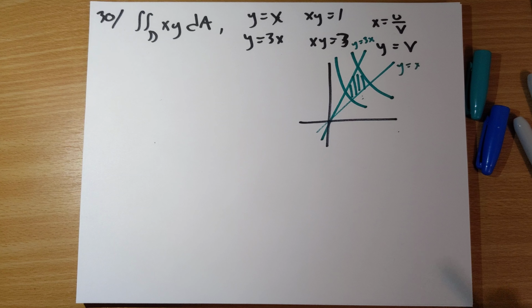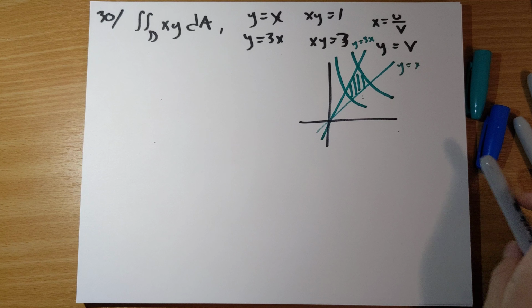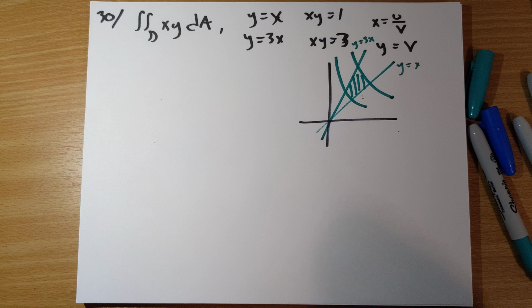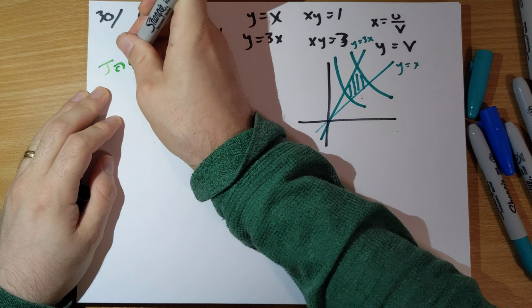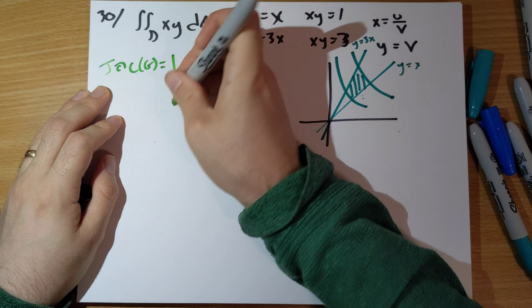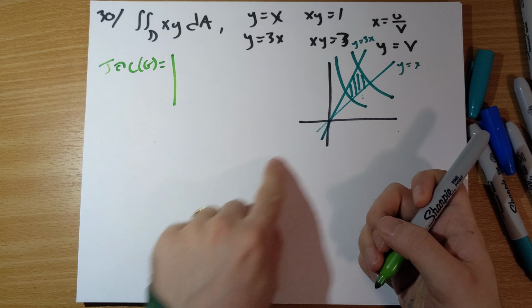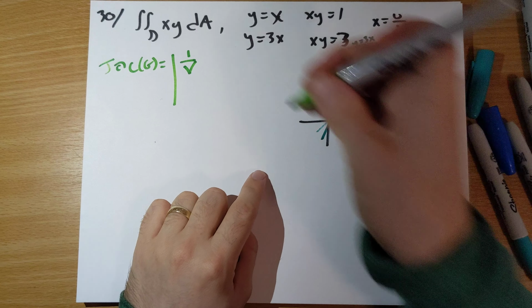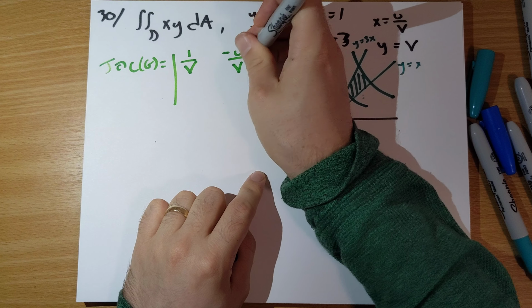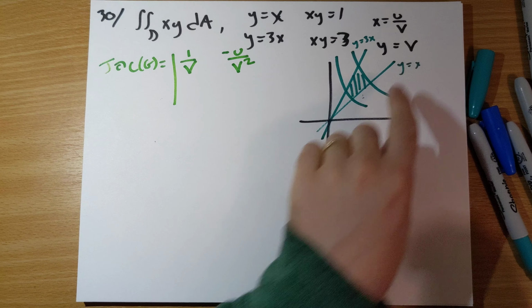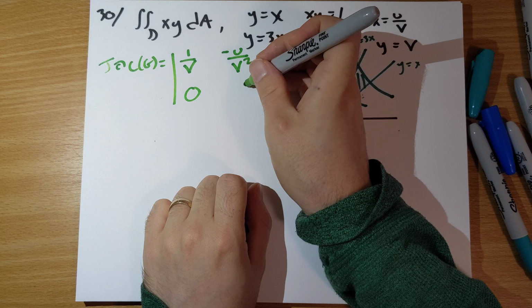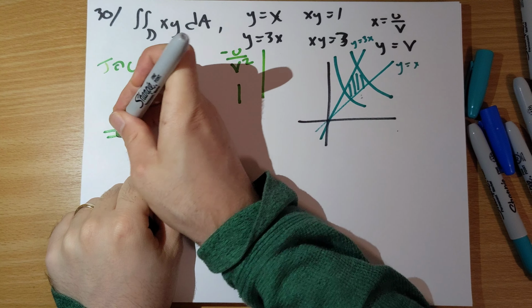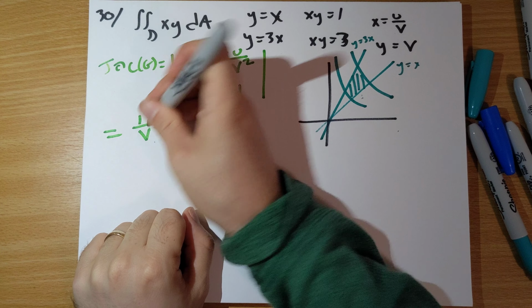Okay, we are already told what transformation to use here. We're told to use x equal to u over v, y is equal to v. What are the things we need to do? We need to find the Jacobian here. So the Jacobian of the transformation is going to be the partial derivative of x with respect to u is 1 over v. Partial derivative of x with respect to v is negative u over v squared. The partial derivative of y with respect to u is 0. Partial derivative of y with respect to v is 1. So the Jacobian here is 1 over v times 1 is 1 over v, minus 0.